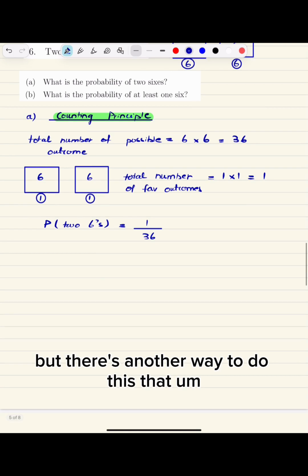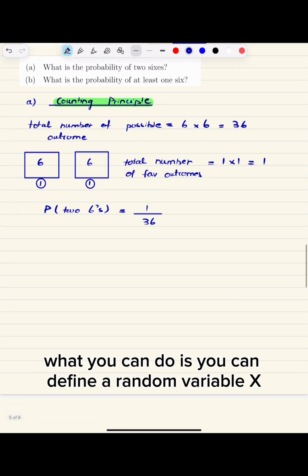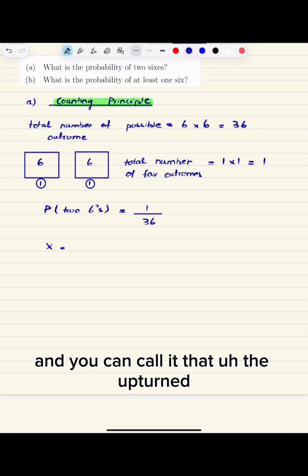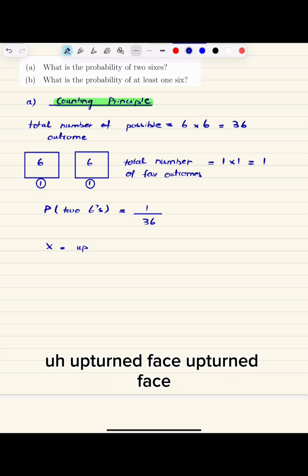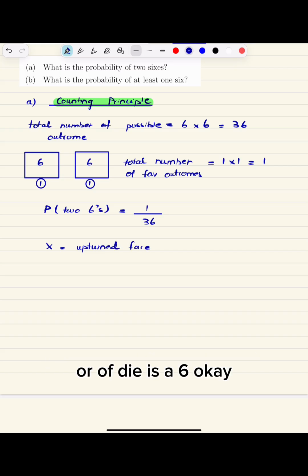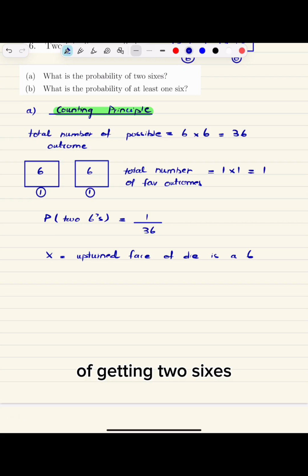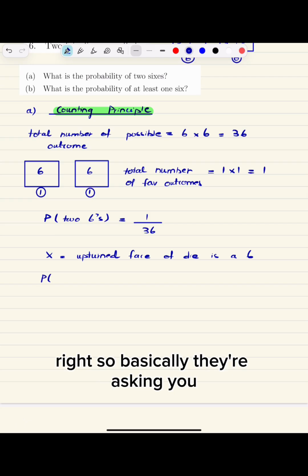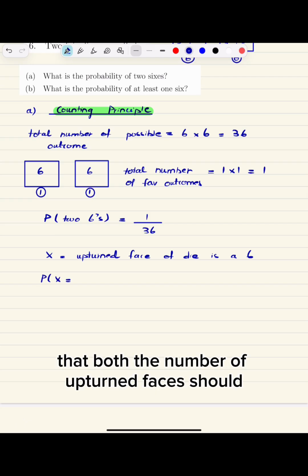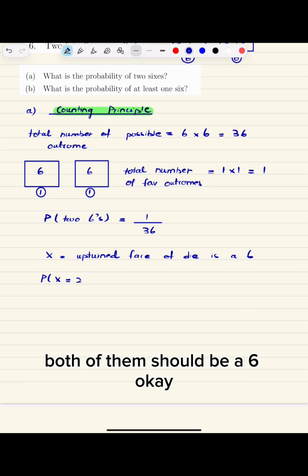But there's another way to do this. You can define a random variable X, and you can call it that the upturned face of the die is a 6. So they want the probability of getting 2 6s, right? Basically they're asking that both the upturned faces should be a 6.